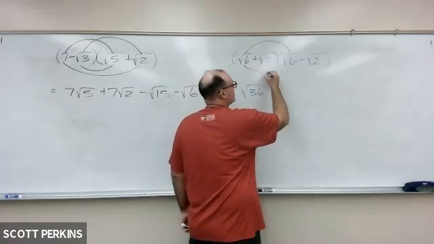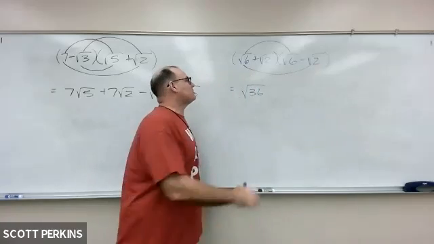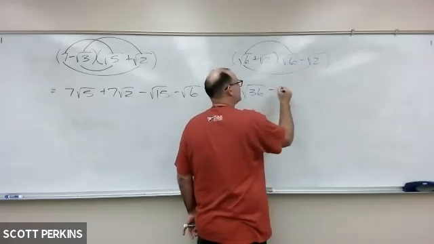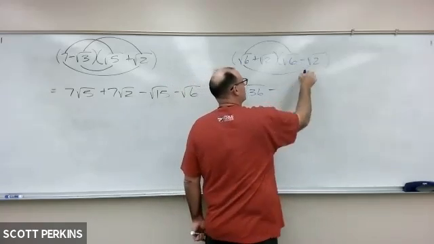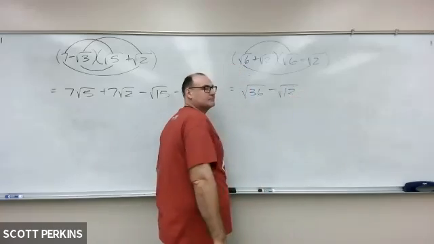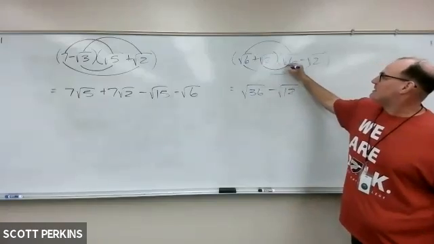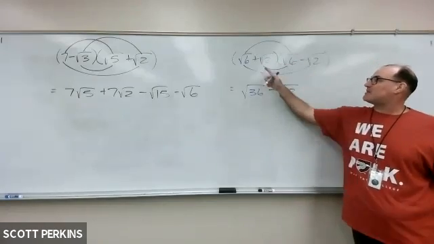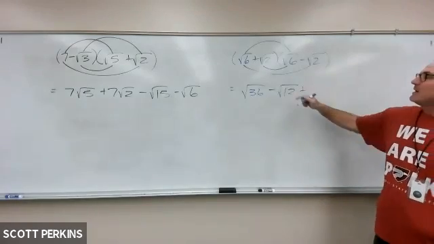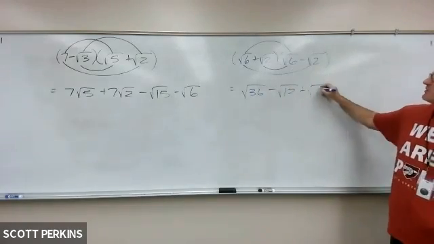My outers, square root of 6 times negative square root of 2. Well, first a positive times a negative is a negative. Square root of 6, square root of 2 is square root of 12. They're both under the radical. The inners, I have a positive square root of 2 times positive square root of 6. A positive times a positive is positive. Square root of 2, square root of 6 is square root of 12.